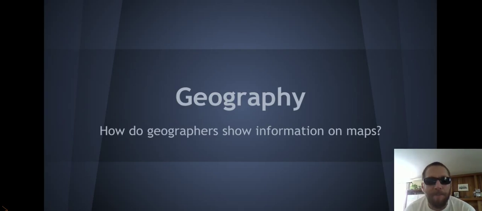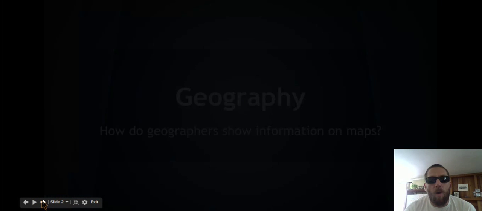So the question is, how do geographers show information on maps? And that's something we want to think about throughout this chapter and throughout this class: how information is shown on maps that people use all the time. So that's something that we can think about here. So let's take a look at some of the highlights of the things that we need to know.